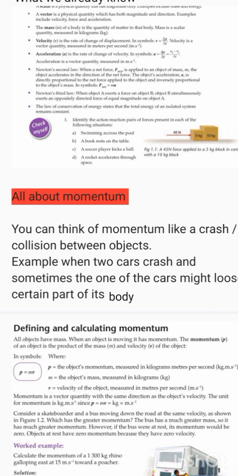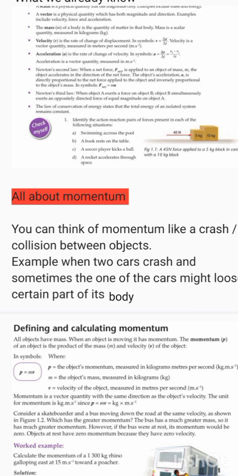And then another definition is mass. The mass of a body or an object is the quantity of matter in the body. Mass is a scalar. It means it does not have any direction, and mass is measured in kilograms, kg.